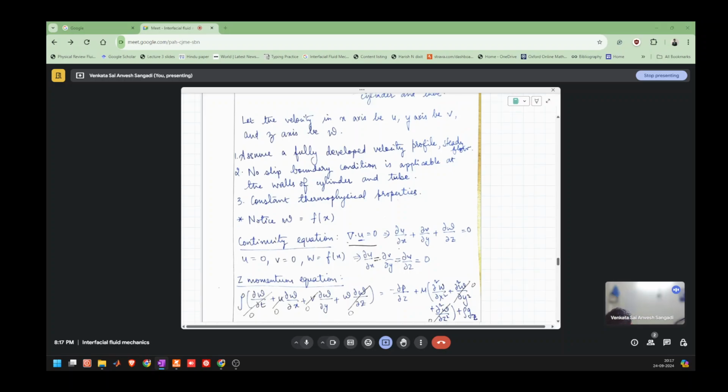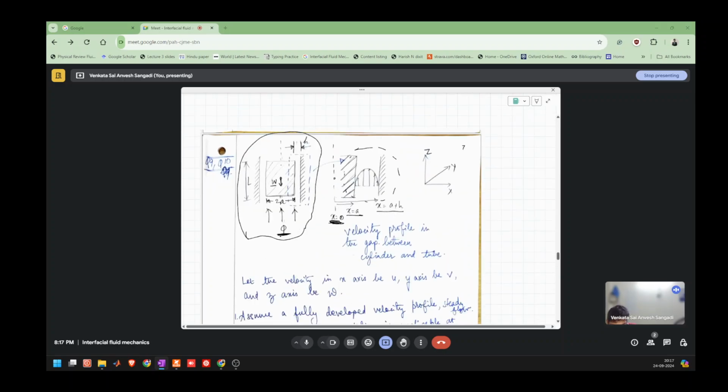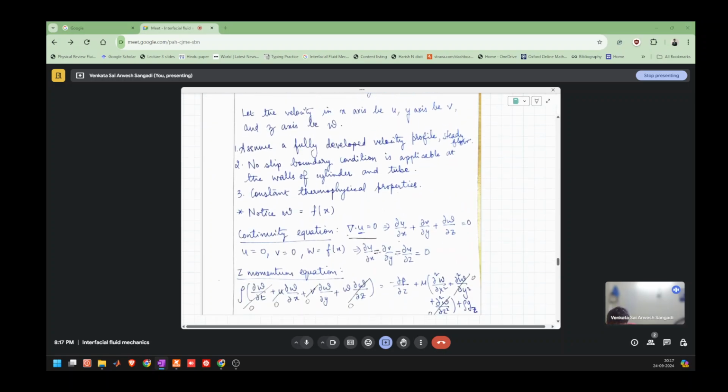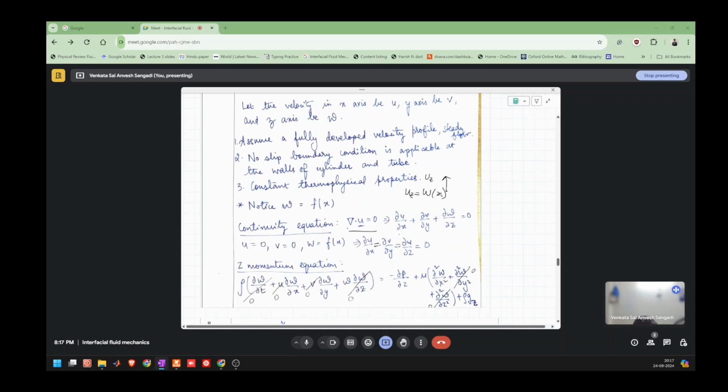So what are the assumptions made? The assumptions are no slip at both the cylinder wall and the external outer cylinder wall. The thermophysical properties are constant, and if we carefully notice, the upward velocity w is only a function of x. So therefore, w is a function of x.